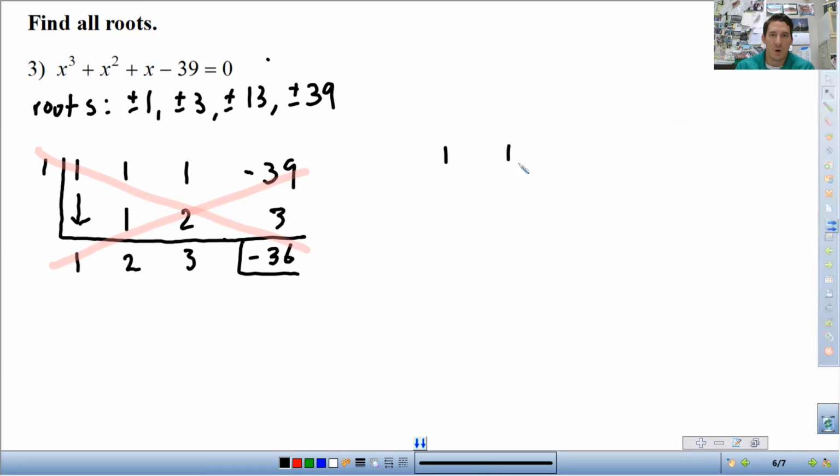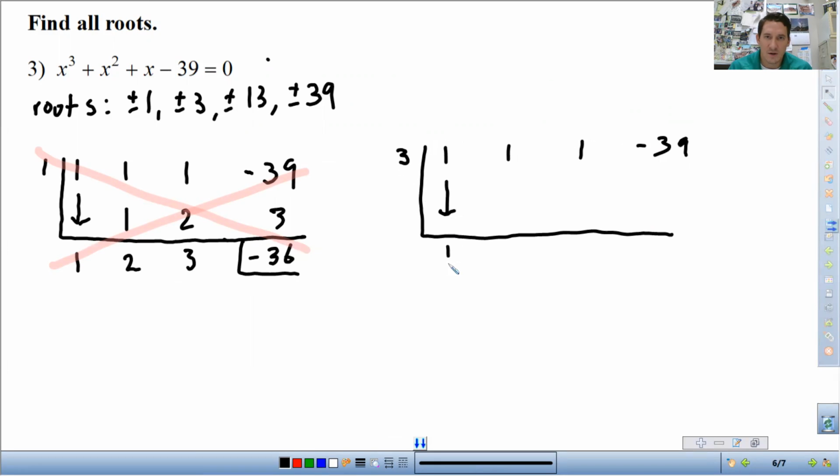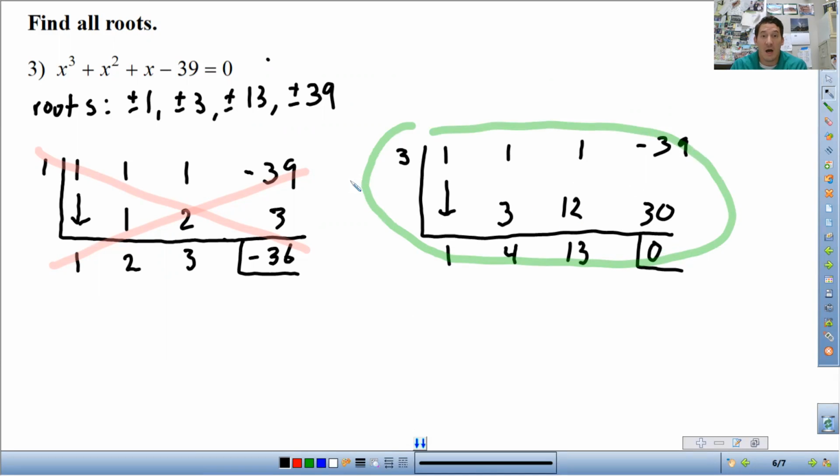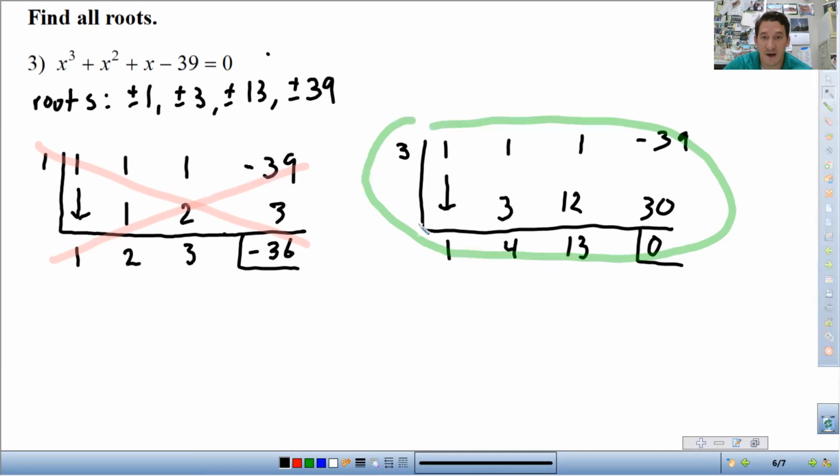So 1, 1, 1, negative 39. This time I'm going to test 3. Probably going to have to go a little bit bigger. So bring down the 1. 1 times 3 is 3. 1 plus 3 is 4. Times 3 is 12. 1 plus 12 is 13. Times 3 is 39. And we get 0. Perfect. Didn't have to check too many of them. I like when that happens. So this works out because it's 0. All right. So I know one of my solutions is 3 now. I need to find the other 2.